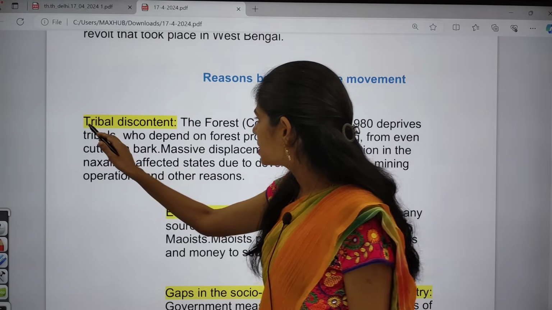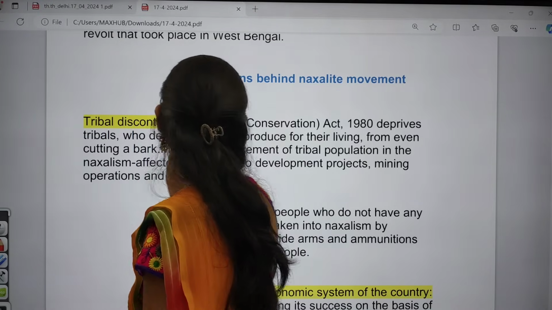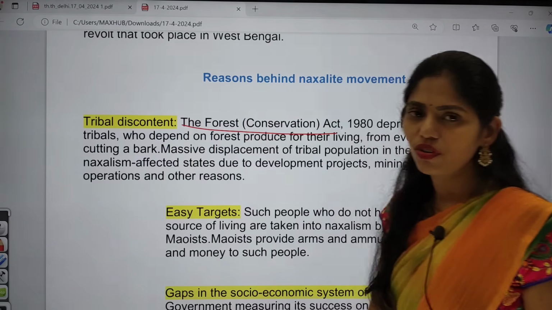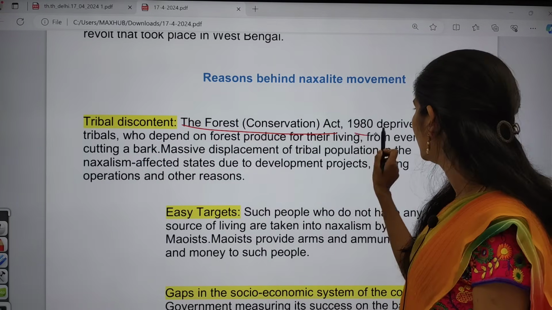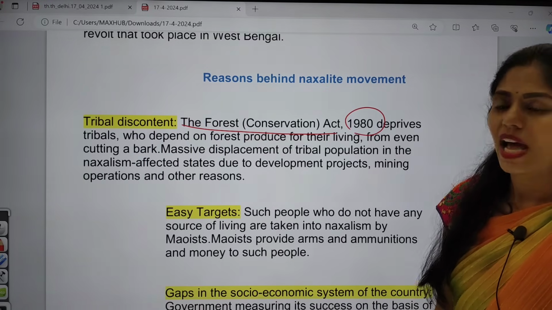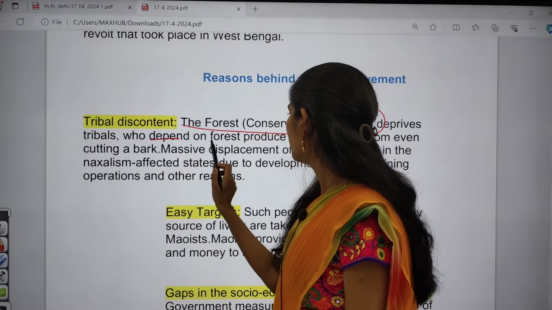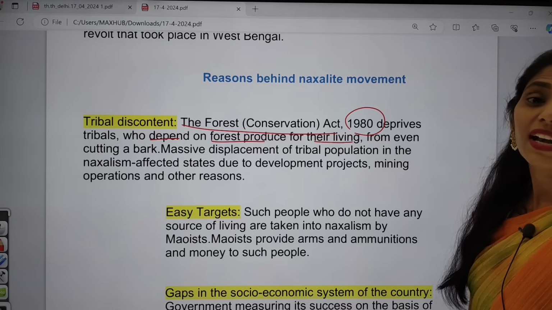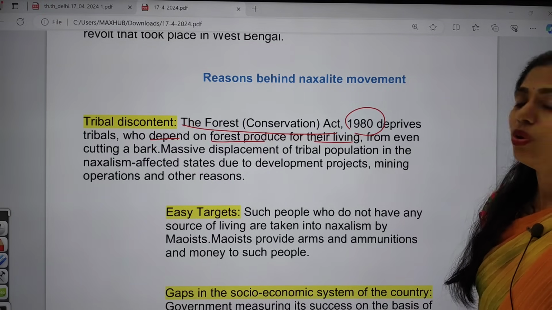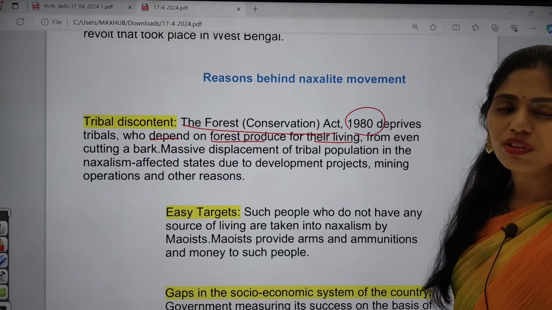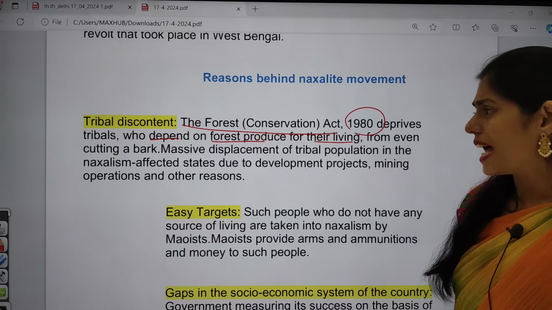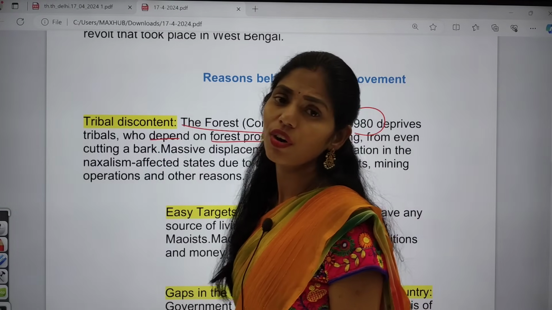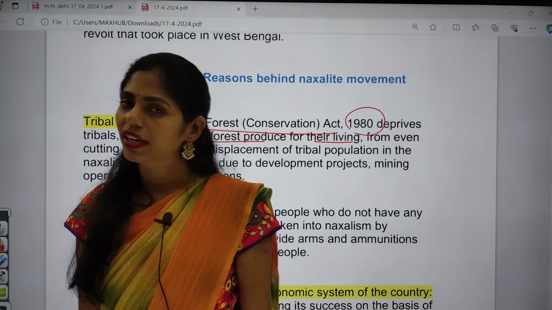The Forest Conservation Act of 1980 deprives tribals, who depend on forest produce for their living, from even cutting a bark. There is no right for the people. So there is a deprivation of the rights of tribals, because these tribals depend upon the forest for their livelihood and everything.